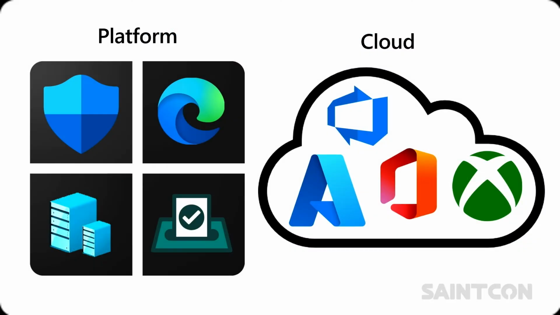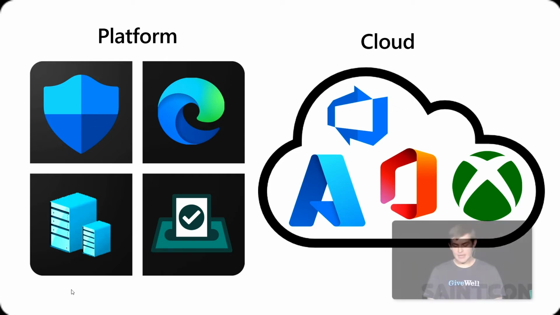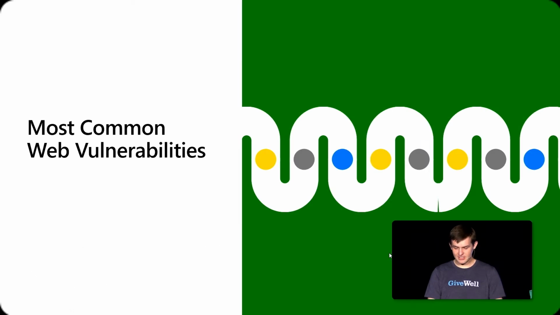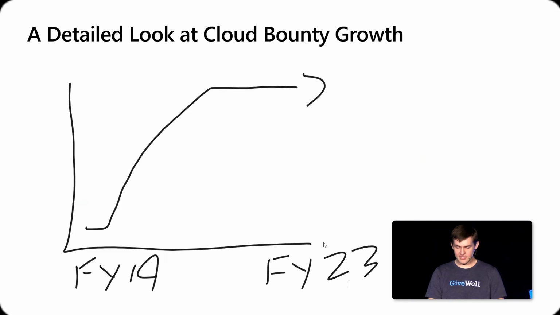Of those 17 programs, we divide them into two main groups. We have platform programs, which includes products like Windows, Microsoft Defender, Microsoft Edge, Hyper-V, even products like ElectionGuard, which is an open source SDK that election system vendors can use to make voting more transparent and accessible. And then on the other side, we have our cloud bounty programs, anything that's cloud-based. So we have Azure, Azure DevOps, Office 365, Xbox Live. That's where I work, in the cloud bounty space, so that's what this presentation is going to be focusing on.